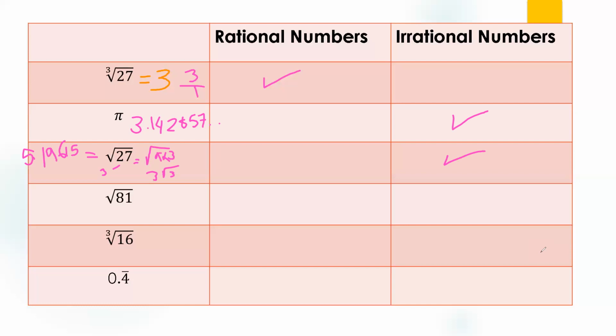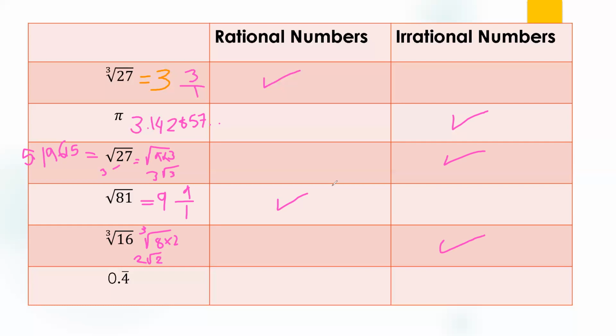Now, what about the square root of 81? What is the square root of 81? It's 9. 9 can be written as 9 over 1, so it is a rational number. Now, what about the cubic root of 16? Give me a number that, if you multiply it 3 times, you get 16. The cubic root of 8 times 2, so it is the cubic root of 8, which is 2, times the cubic root of 2. So now it is an irrational number.